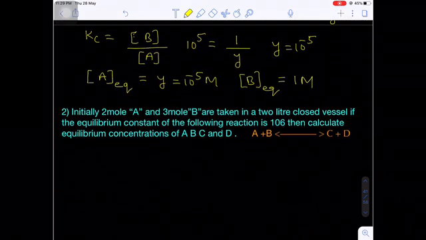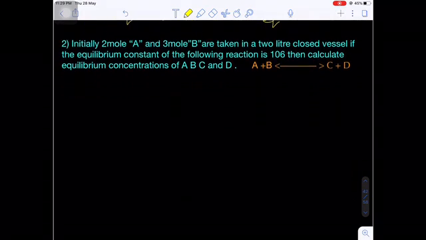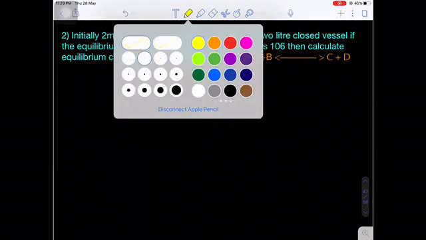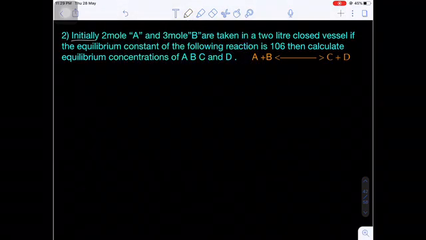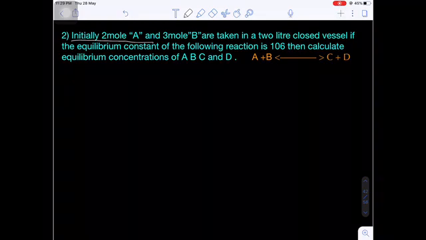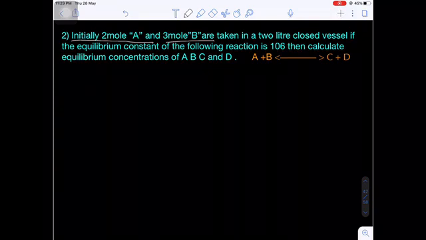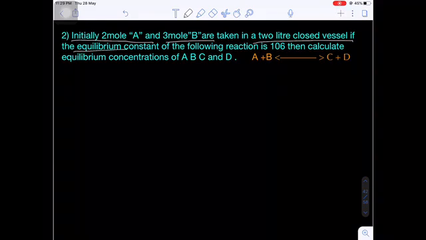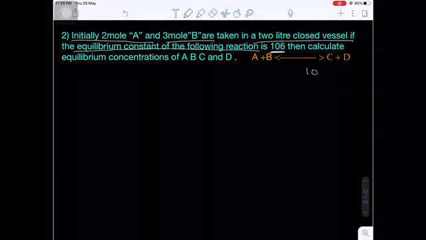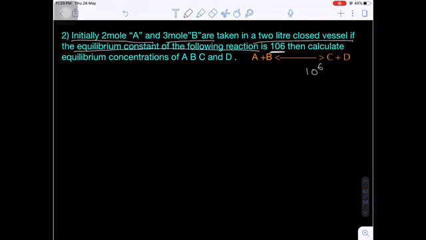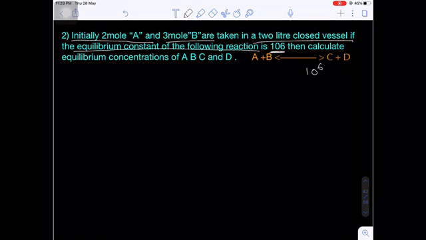Now come to the second problem. In this problem, initially 2 moles of capital A and 3 moles of capital B are taken in a 2 liter closed vessel. If the equilibrium constant of the reaction is 10 raised to 6, then calculate the equilibrium concentrations of A, B, C and D. The reaction is given as A plus B in equilibrium with C plus D.